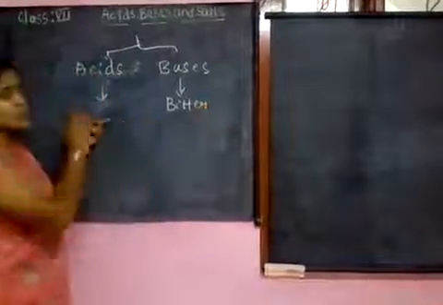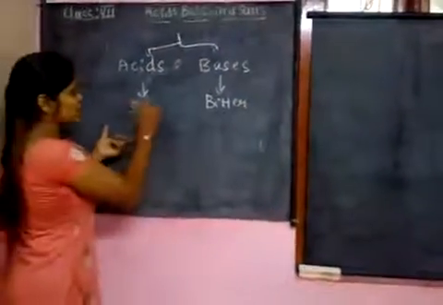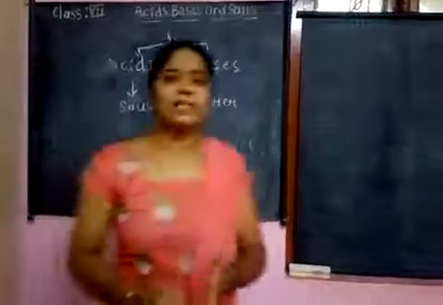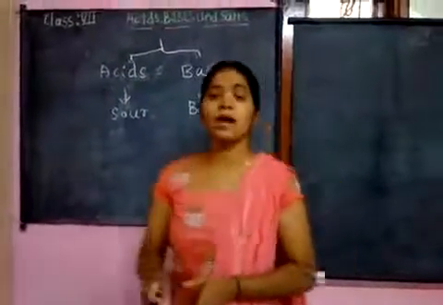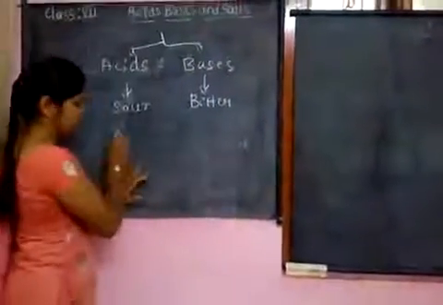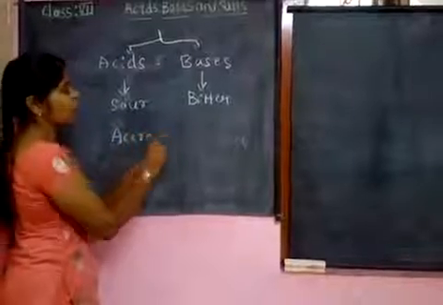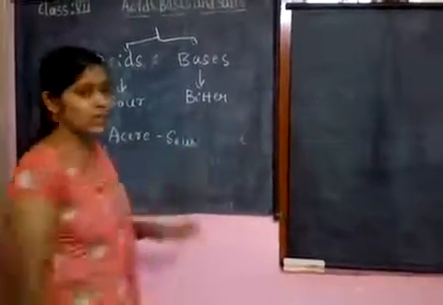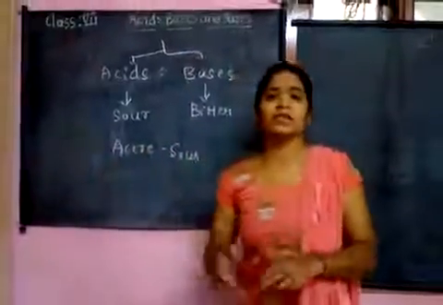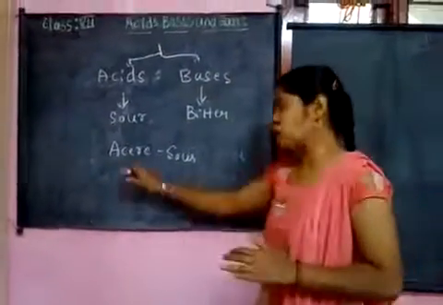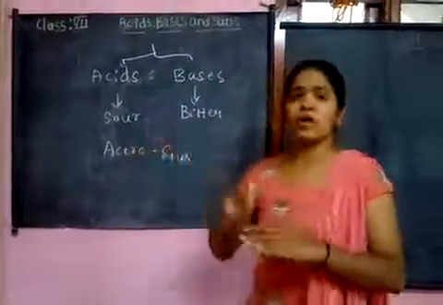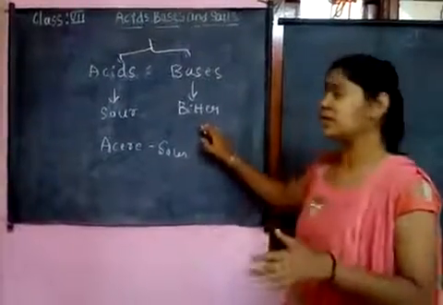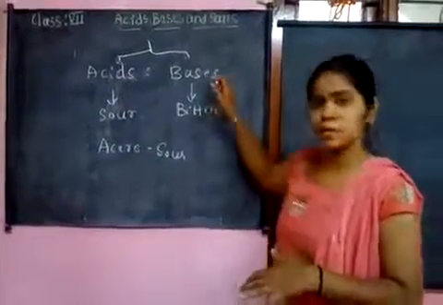The substance which has a sour taste, we call it an acid. The word acid is derived from the word acere, A-C-E-R-E, which means sour in taste. So usually the materials which are sour, we call them acids. The substances which are bitter in taste, we call bases.